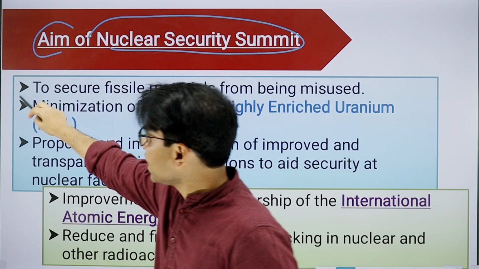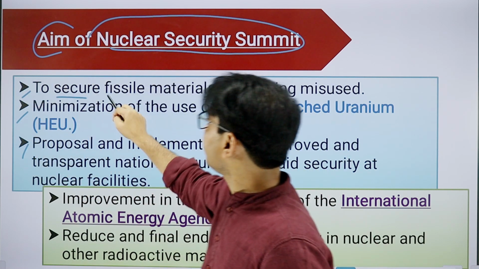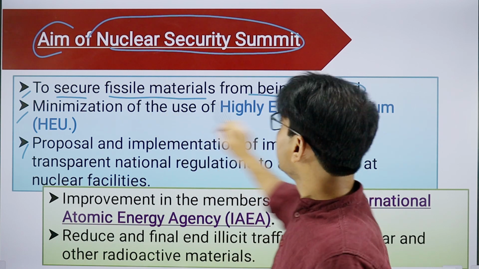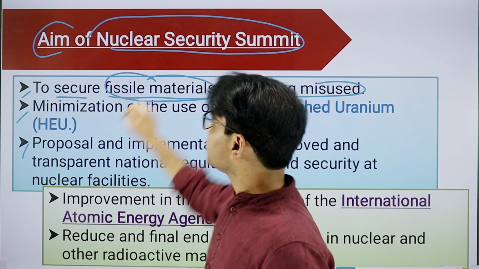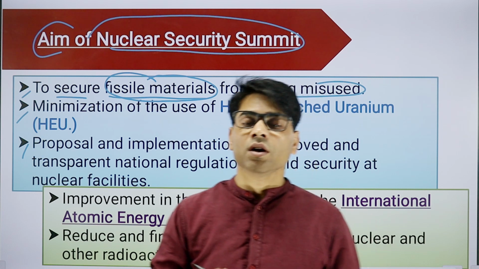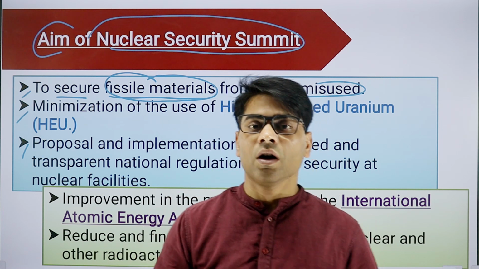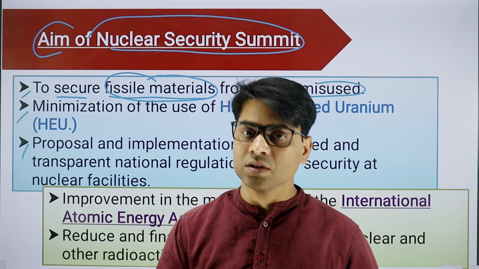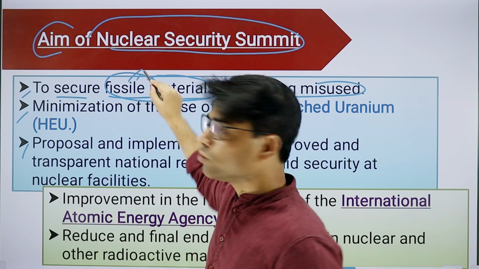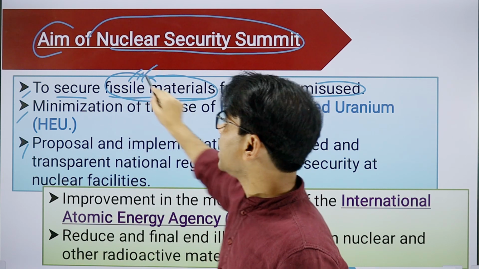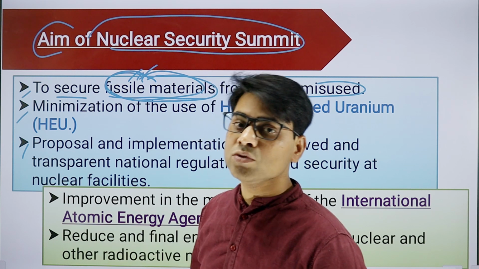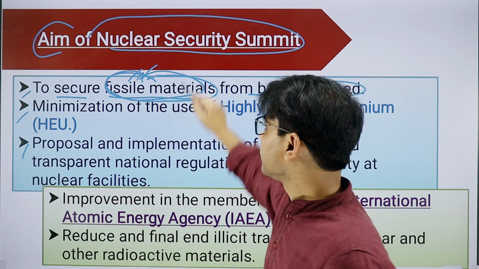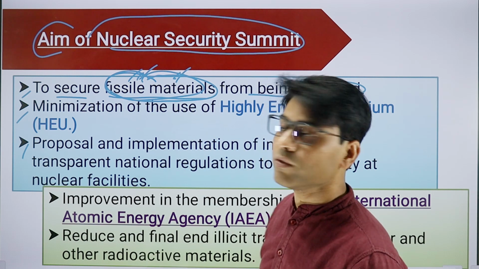So the aim has some very good objective: to secure fissile material from being misused. Remember, fissile material is important because this is the only material that can be used when it comes to generating weapon grade energy from nuclear reactors. So with energy, the uranium needs to be made fissile. Fissile is a very important term. It is used as a fuel in the generation of electricity and also in nuclear weapons.